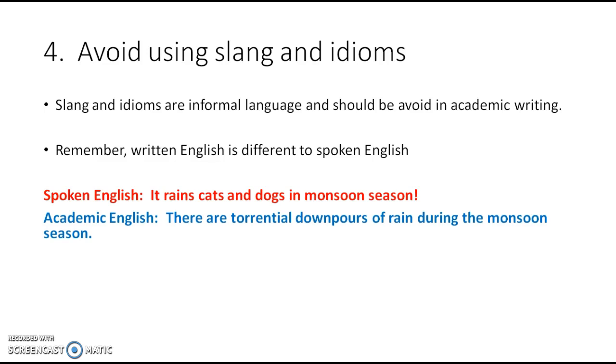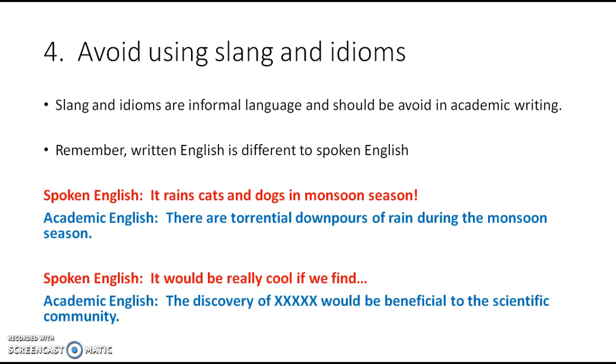Cats and dogs is an informal expression. While it may sound quite good, it's just not the style of writing we want. We could say it would be really cool if we find, but cool is such a super informal word which could mean many different things. And it doesn't have a specific meaning. It's super informal and friendly. So we'd want to change that to something like the discovery of this would be beneficial to the scientific community. It's much more precise, much more academic, a little bit more complex, and gives our work the appropriate tone for what we want.